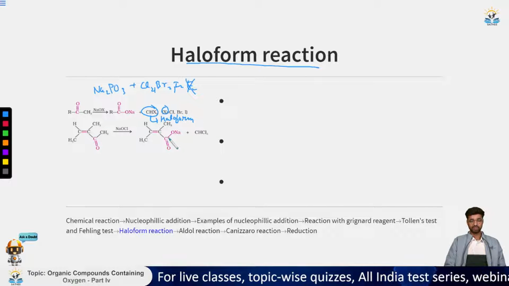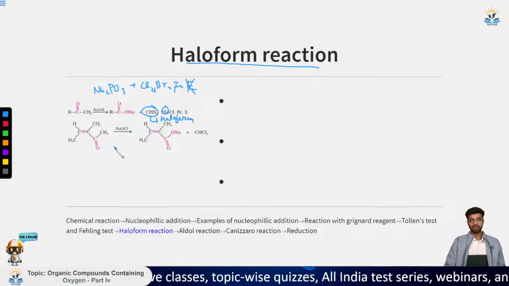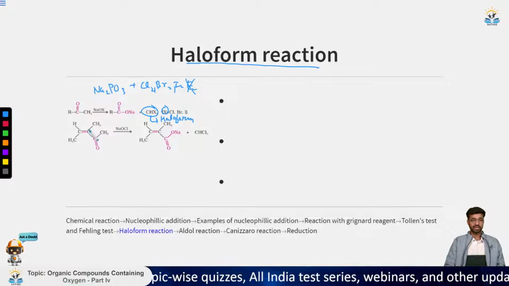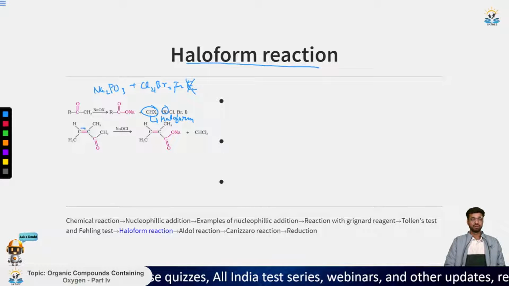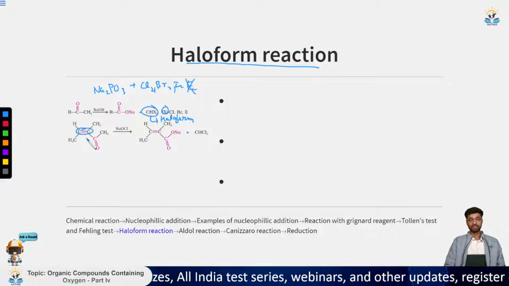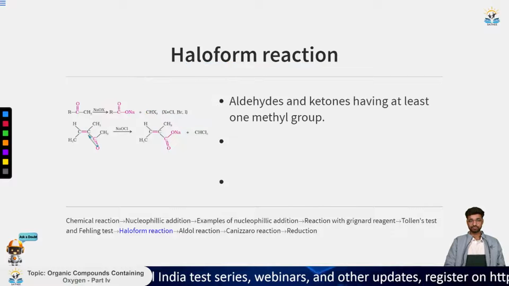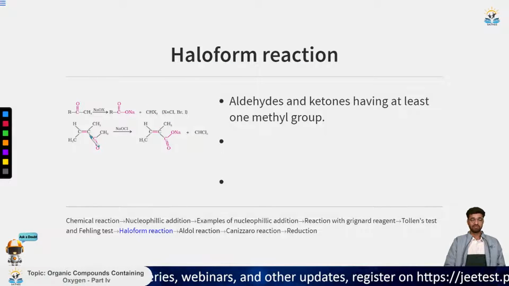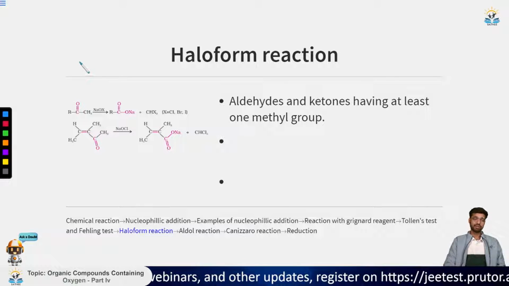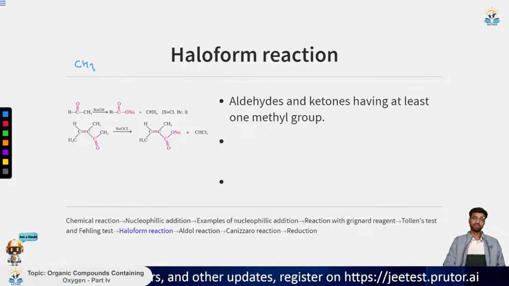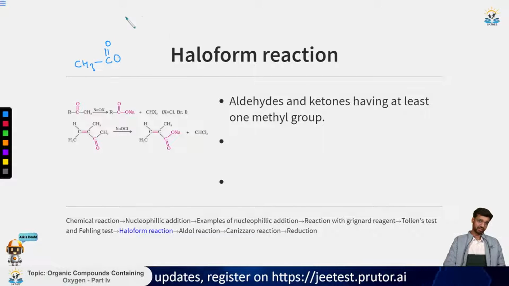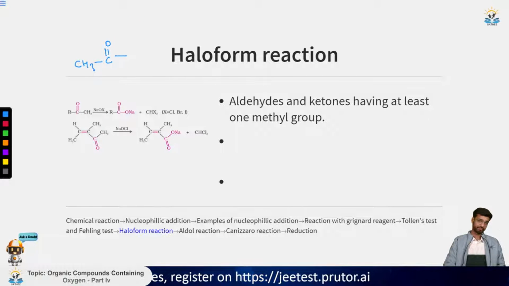And this carboxylate ion. Okay, so this was all about this haloform reaction. So you can take a carbonyl which can have an alkene group, so it is feasible with that also. Now next, what are the criteria for this haloform reaction to take place? It should have this CH3CO group. This is the most important criterion for this reaction to take place.